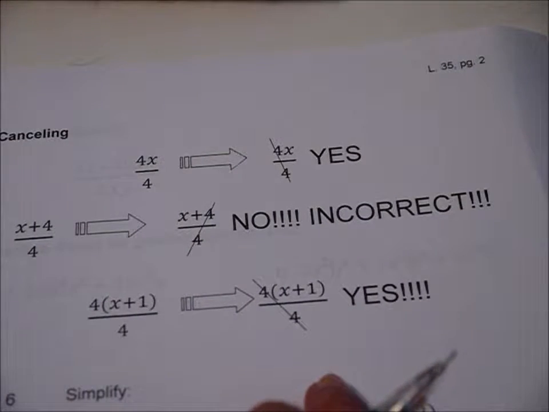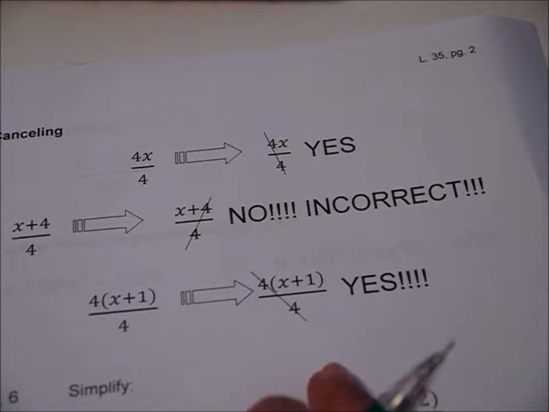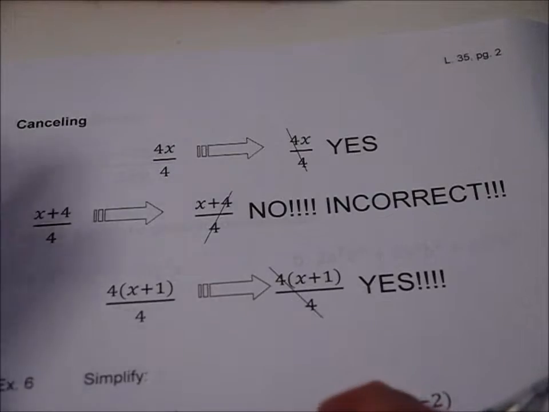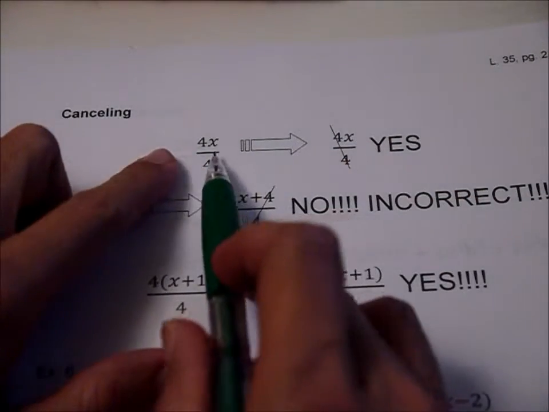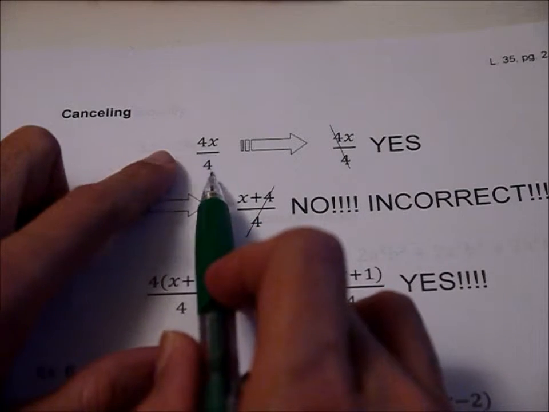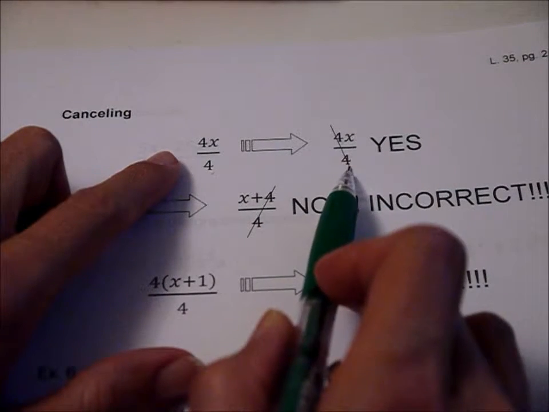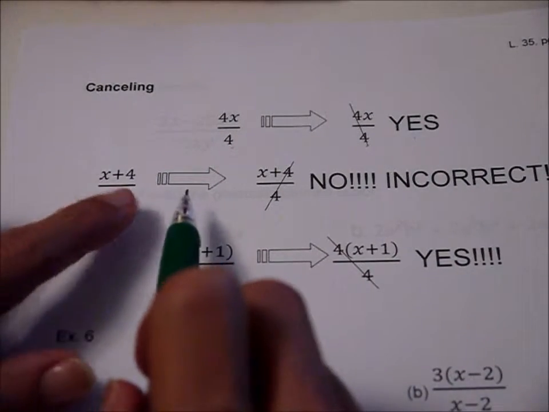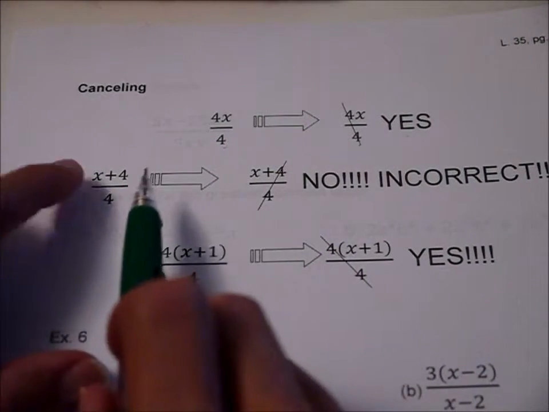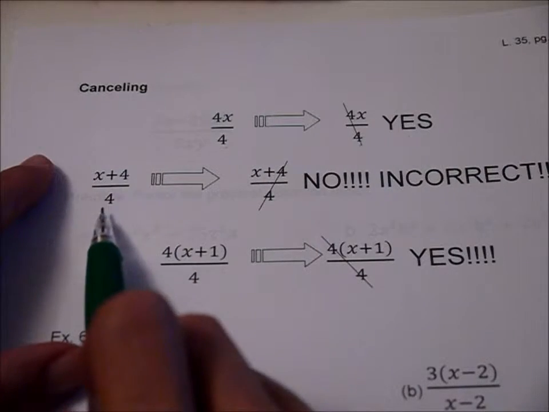Now we're going to switch gears and talk about canceling. Another common mistake I see, or teachers see in algebra, not just me. So let's look at this. If we had 4x over 4, we could cancel out the 4's. So yes, that's allowed. Here is something different, but we make this mistake a lot. If we have this, can we just cancel out the 4's here?